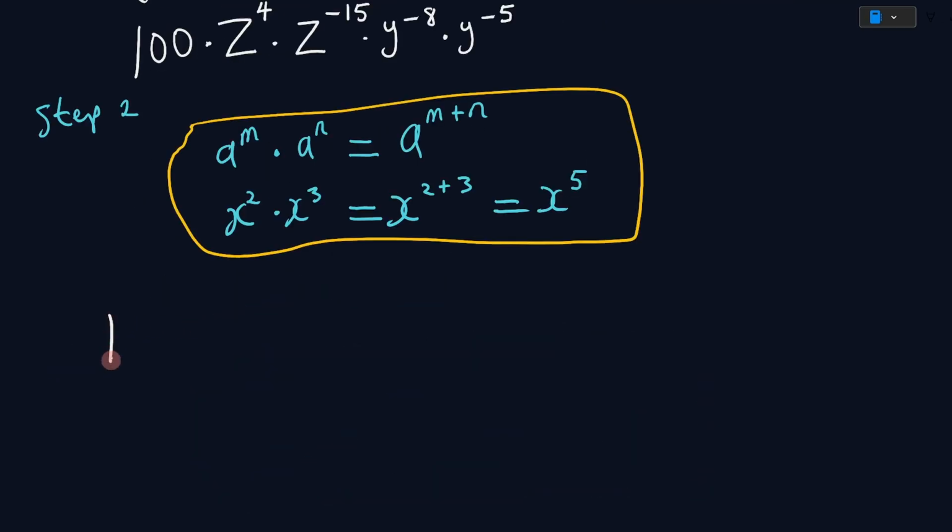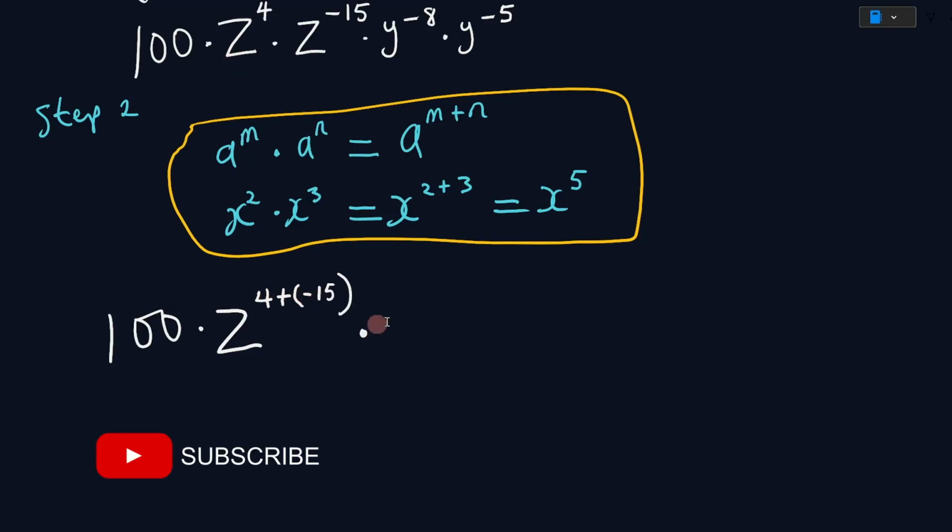We'll apply this to solve this. So this will now be 100 multiplied by z. Since they have the same base, it will now be 4 plus negative 15, multiplied by this y. The next two factors, y, also have a common base, so we'll add the exponents. This will now be y exponential negative 8 plus negative 5.